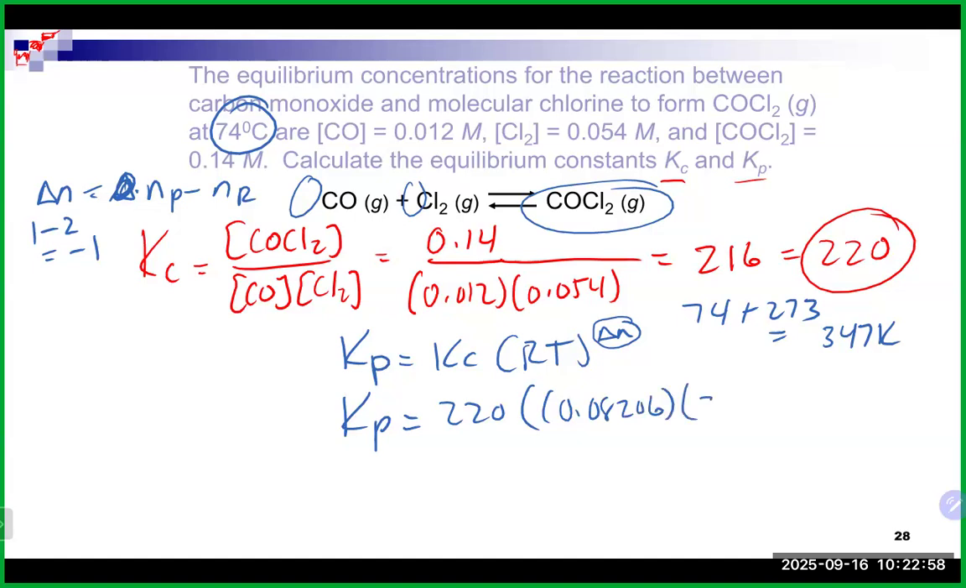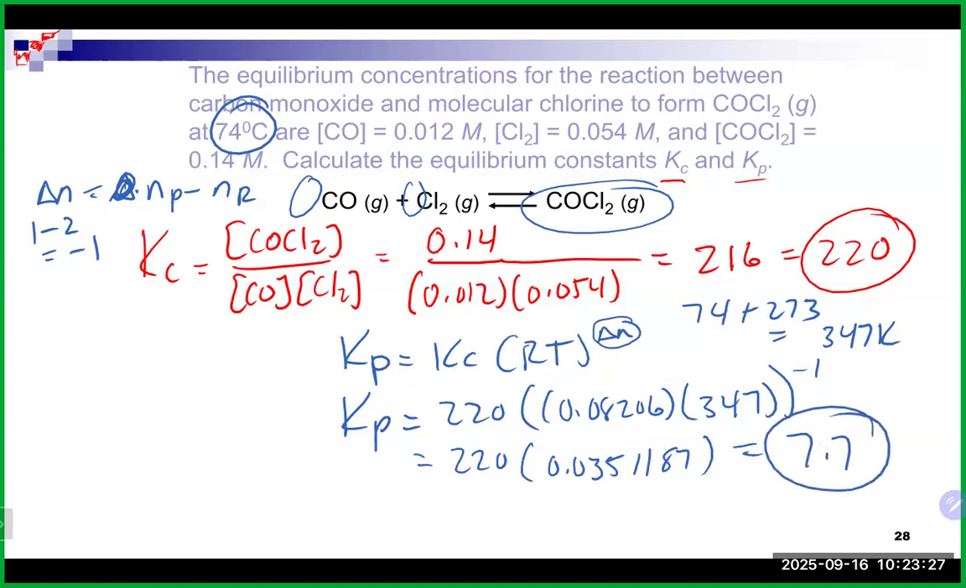0.08206 times 347, and a -1, right? So we'll clean up what's on the inside there, 0.08206 times 347. We're then going to take it to the -1, and that'll get us essentially 220 times 0.0351187-ish. We're going to multiply that by 220 or 216, which gives us 7.7 as our Kp value. If you use the 216, you got 7.6, I think. Yeah, so pretty close as well.